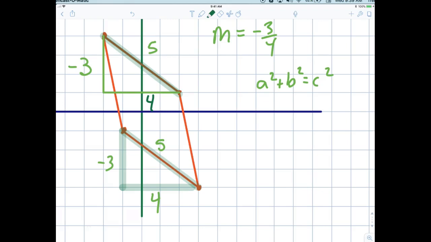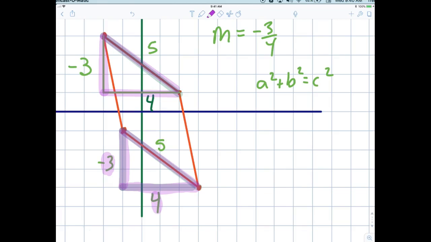So listen to me. Everybody's not sure now. Listen to what I'm trying to tell you. This right here has to be the same as this length right here, because this forms a right triangle. This forms a right triangle. So if I form a right triangle with side 3 and side 4, the hypotenuse has to be the same.